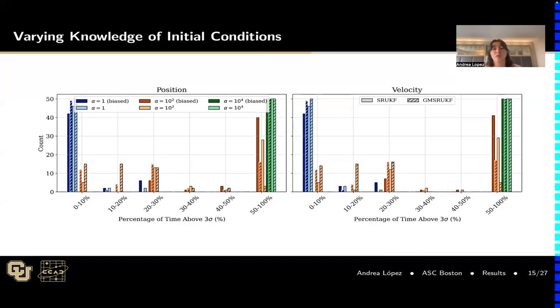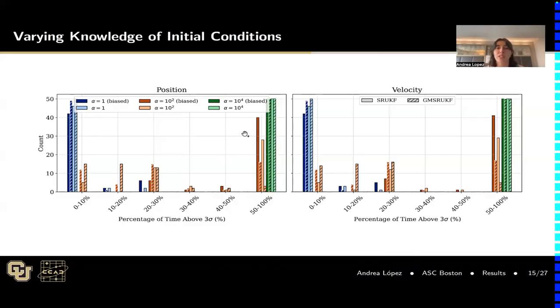I also have to say that the last bin, which is 50 to 100%, is a different size bin, while the other bins only span about 10% of the time. And we have, again, 50 runs. So what we would want to see is all of the runs being in the 0 to 10% case.